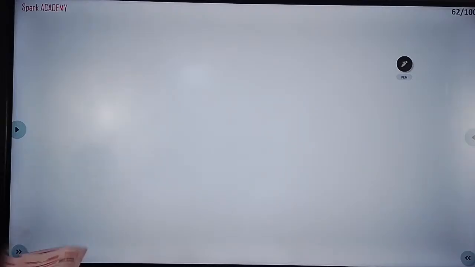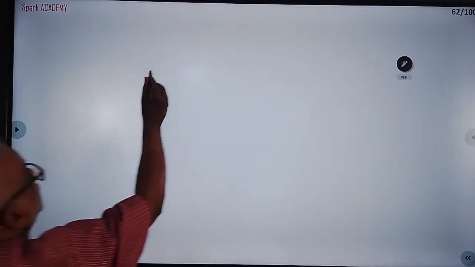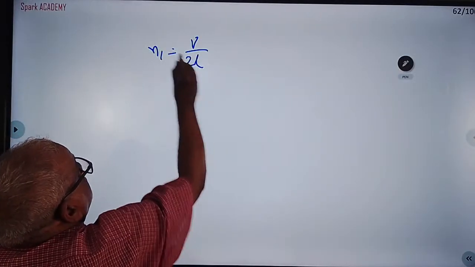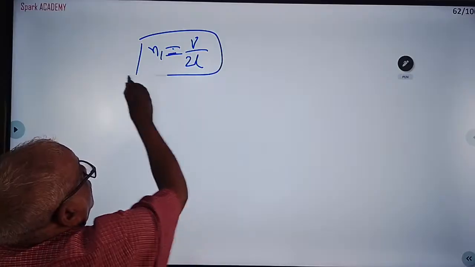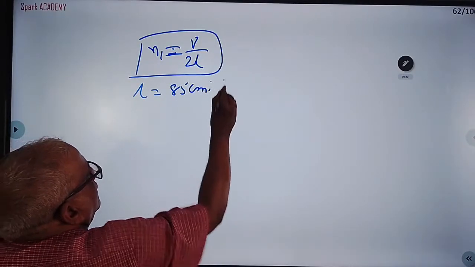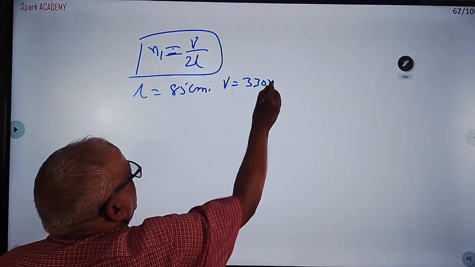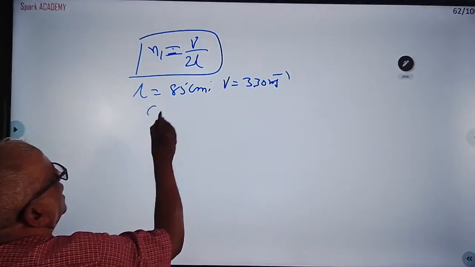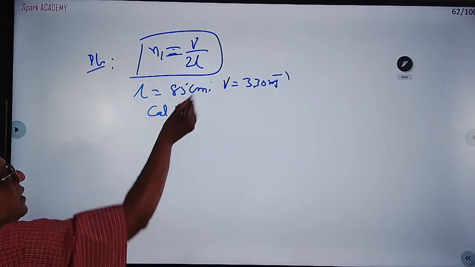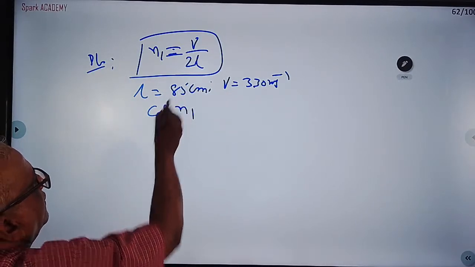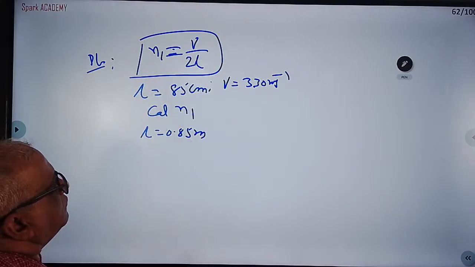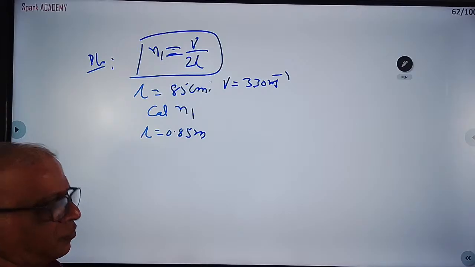In this problem they are asking for the fundamental frequency, by using V by 2L. This is the fundamental frequency. The length is given as 85 centimeters or 70 centimeters, velocity of sound 330 meters per second, and calculate the fundamental frequency. Like this a problem is asked, so you can easily do it. Convert 85 centimeters into 0.85 meters, substitute, and you will get the frequency. This problem is asked as a long question.